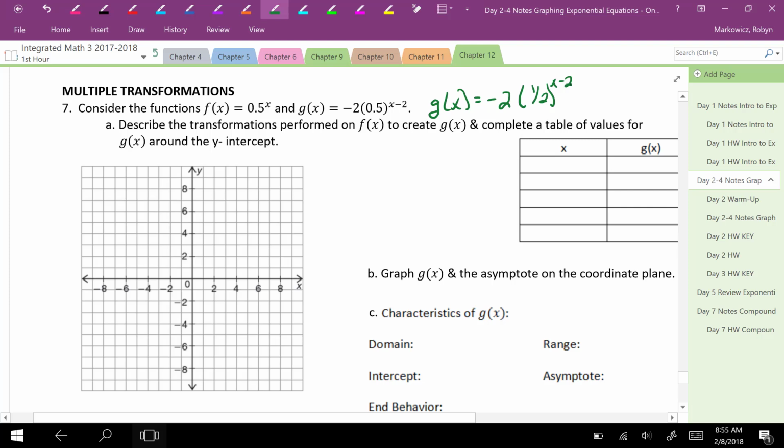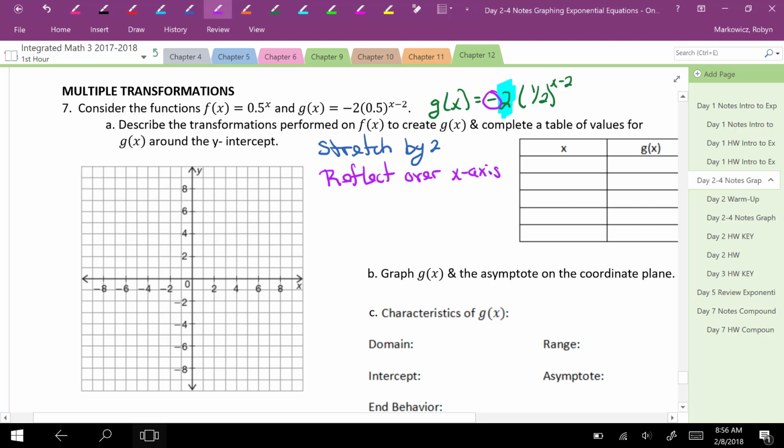This is multiple transformations. So who can tell me one transformation? We have a stretch. Okay, so where do we see the stretch? What part? The negative 2? Just the 2. We have a stretch by 2. We have a reflection. What tells us reflection? The negative. Reflect over the x-axis. Make sure you put that in there.